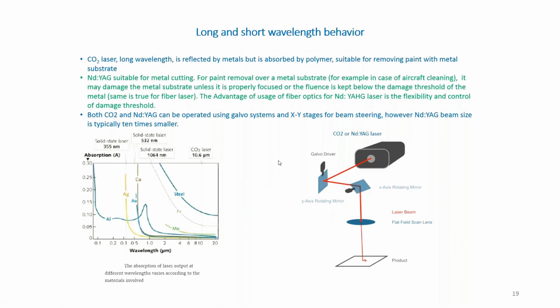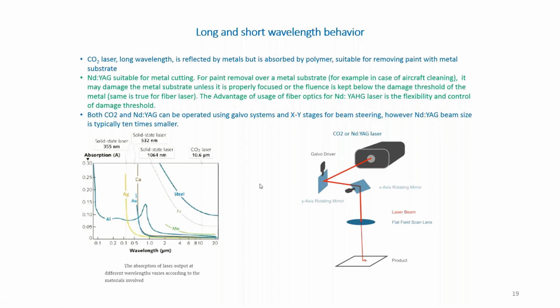So CO2 lasers, the long wavelength, they're reflected by metals, but they're absorbed by polymer, and they're suitable for paint removals with metal substrate. So you see in this chart here, let's look at the aluminum, which is right here. Around 1 micron, there is higher absorption, but when you go to larger wavelength, around 10 micron, there's very low absorption.